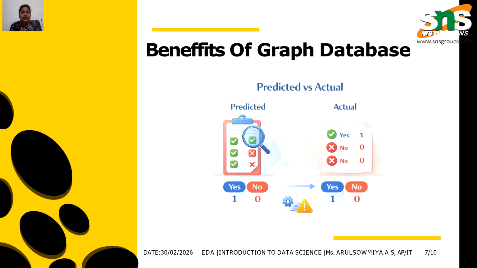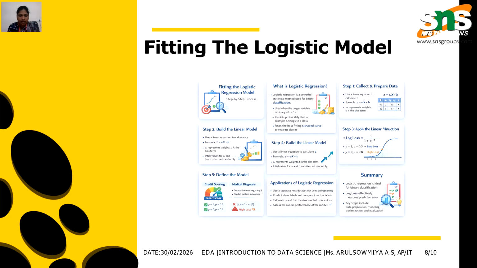So here we can get predicted versus actual values, that is either yes or no, like 1 or 0. So, fitting the logistic model: how we can get the logistic model in a regression type. Here a step-by-step procedure is given.